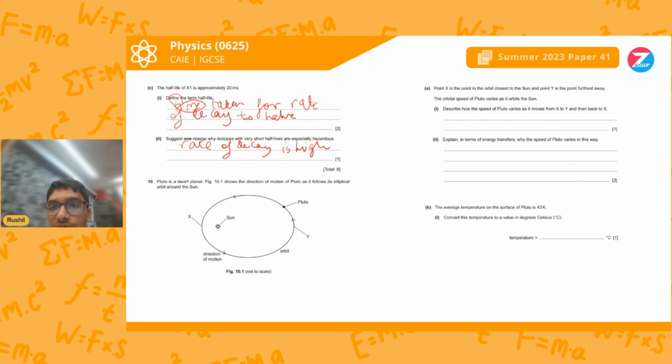Point X is the point in the orbit closest to the sun, and point Y is the point furthest away. The orbital speed of Pluto varies as it orbits the sun. Describe how the speed of Pluto varies as it moves from X to Y, then back to X.